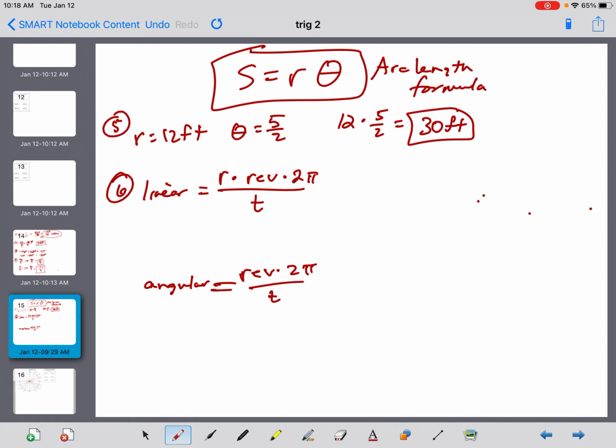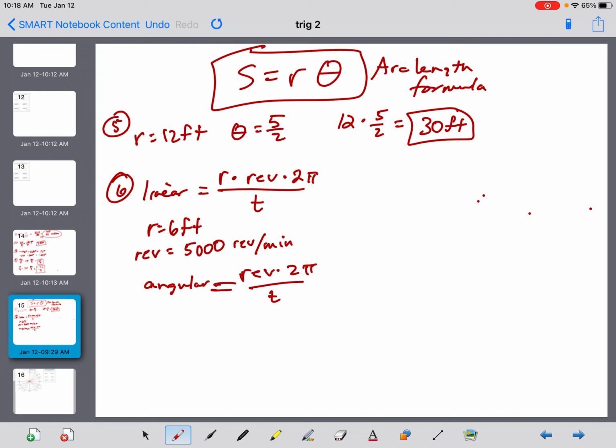All right, 6 asks for linear and angular speeds. Linear speed is the radius. They give us a diameter in this one at 12, but we have to turn it to a radius of 6 feet. And they give us a revolutions of 5,000 revolutions per minute. Okay, so the revolutions are 5,000, and then it's 1 minute.